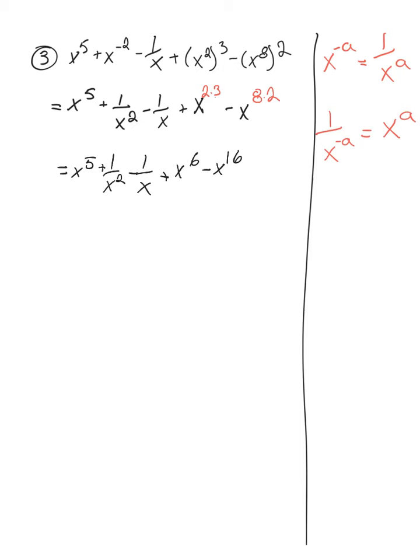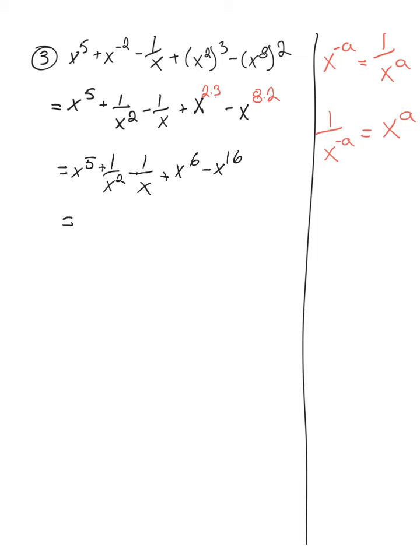And now we look at that. There are a whole lot of x's, right? But there are no similar powers of x's. So in order to combine these all, you would need to have all the same power of x, which we don't. So therefore this would be the final answer.